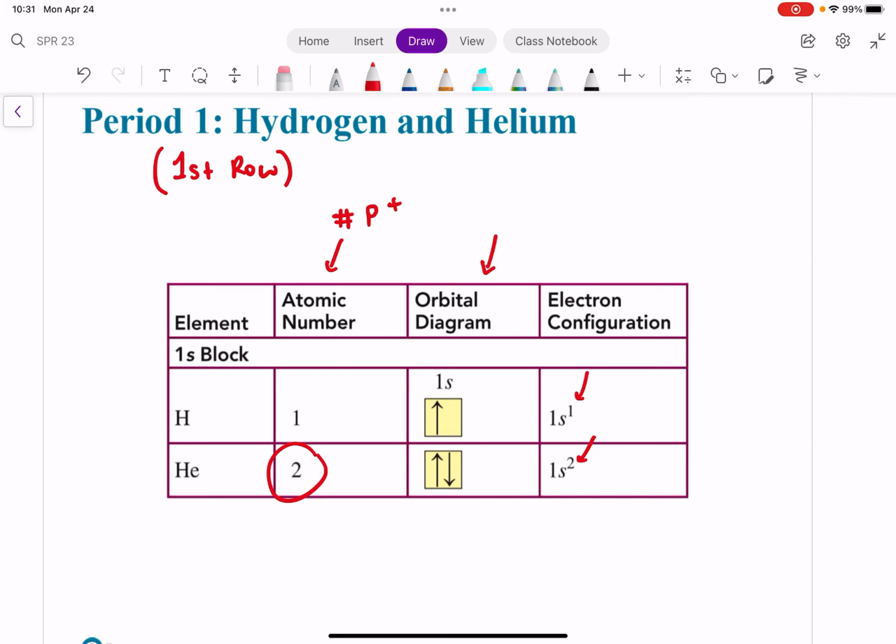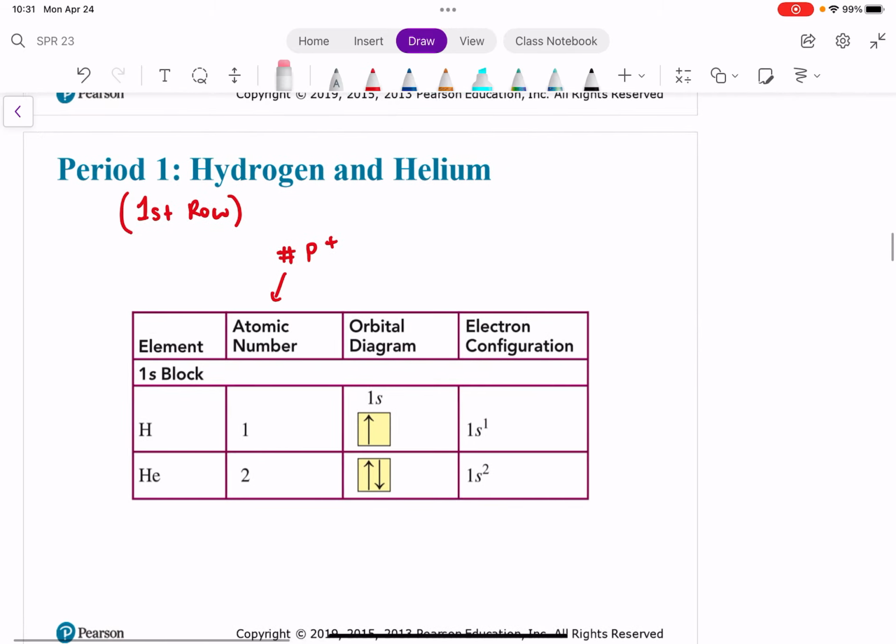Now we can put a 2 there. Can we put a 3 there? Can our 1s orbital hold 3 electrons? No, in fact, no orbital can hold 3 electrons. The max is 2. You don't have to have 2, right? We just saw that with hydrogen, but you can't have more than 2. Okay, so let's keep moving on.